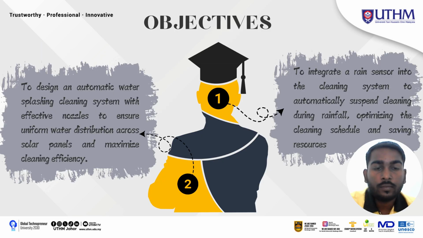The first objective of my project is to integrate a rain sensor into the cleaning system to automatically suspend cleaning during rainfall, optimizing the cleaning schedule and saving resources. The second objective is to design an automatic water splashing cleaning system with an effective nozzle to ensure uniform water distribution across the solar panel and maximize cleaning efficiency.